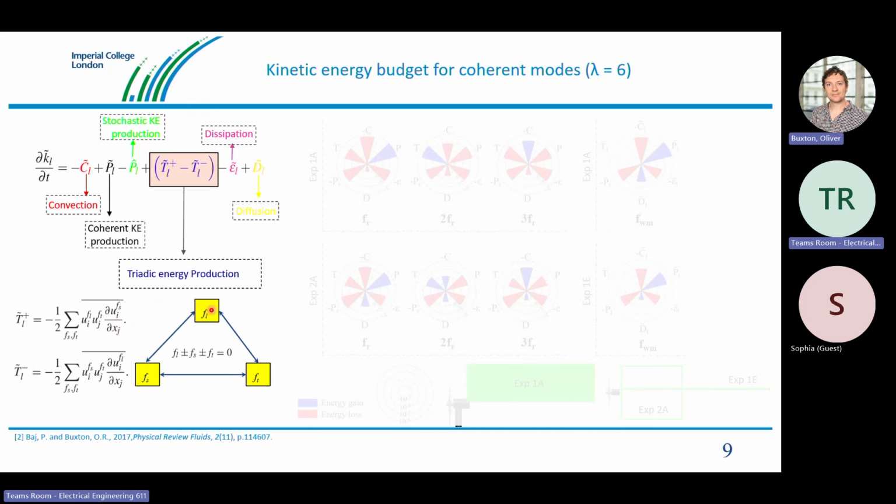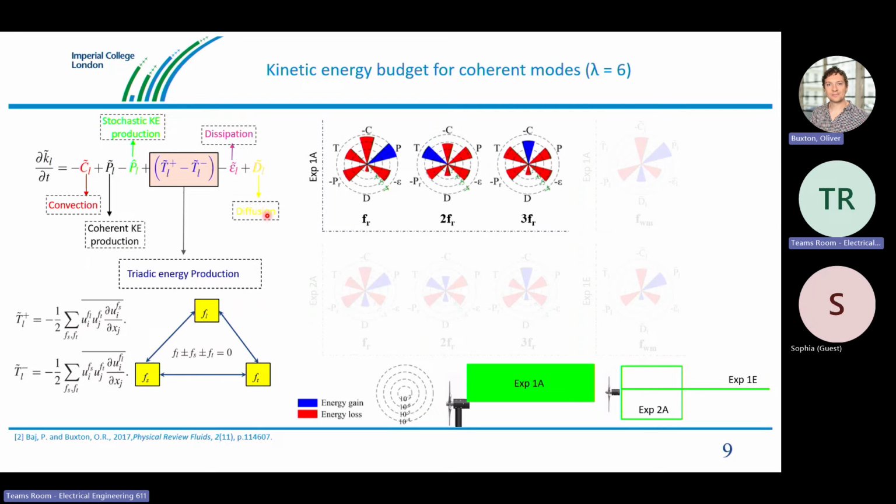So, for example, if I have three modes like FL, FT, and FS, this could be, for example, the blade passing frequency, this could be the rotor frequency, and this could be, for example, 2FR. So long as these three frequencies sum to 0, I might expect there to be some transfer of energy between them. And this, of course, arises from the nonlinearity in the governing equations for fluid mechanics.